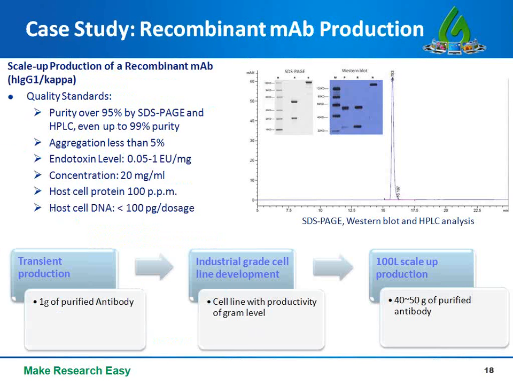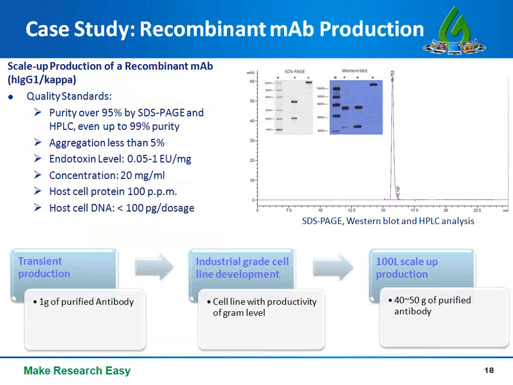Aggregation less than 5%, endotoxin level 0.05 to 1 EU per mg. Concentration is usually at 20 mg per ml. Host cell protein should be lower than 100 ppm, and host cell DNA should be lower than 100 pg per dosage.